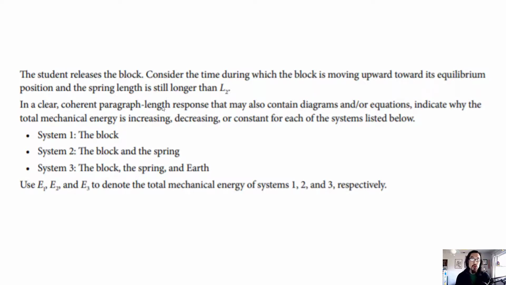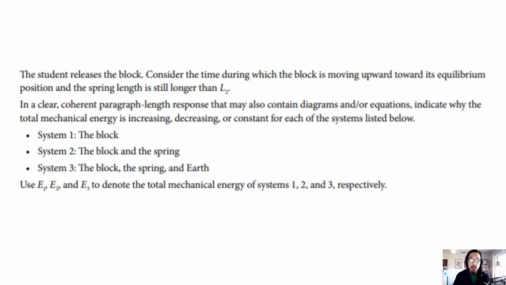So what that means is you have to write it in a paragraph. They told you that, and we'll go into that later. You have to indicate why the total mechanical energy is increasing, decreasing, or constant for those three things. So as you are writing about your physics, you have to be talking about the mechanical energy of system 1, system 2, and system 3. If you do that correctly, you have a higher chance of getting the points. Even if you're wrong, you have a chance of getting the points because you're following their prompt.